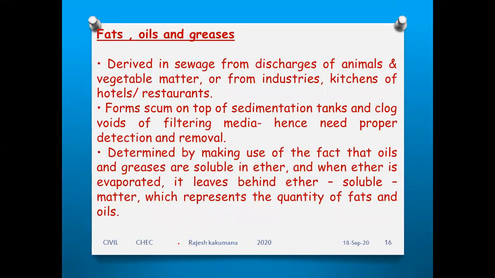Next one is the fats, oils, and greases. We have discussed where they come from. In industries, they come through the machines, processes, or tools, whereas in kitchens, hotels, and restaurants, they are derived from animal waste and vegetable matter. Right? Next.